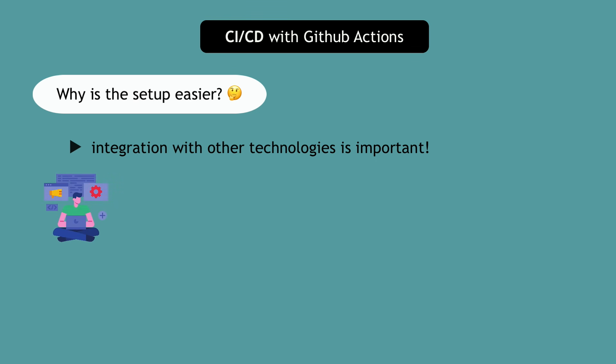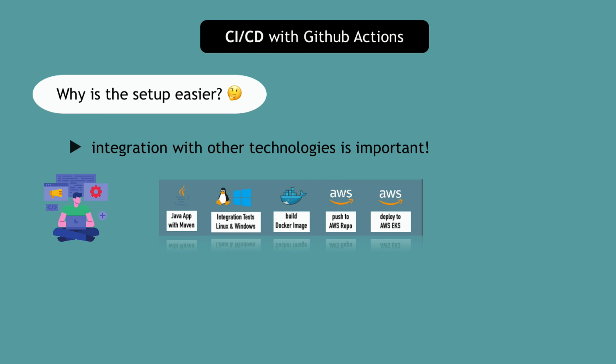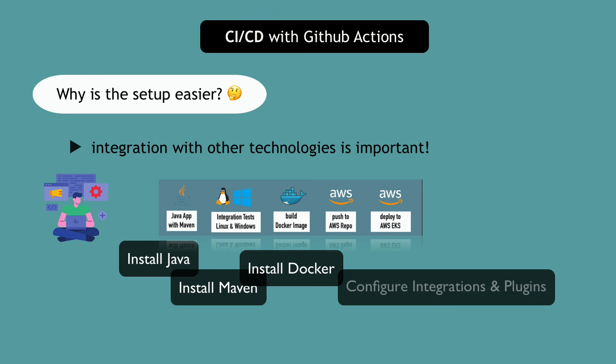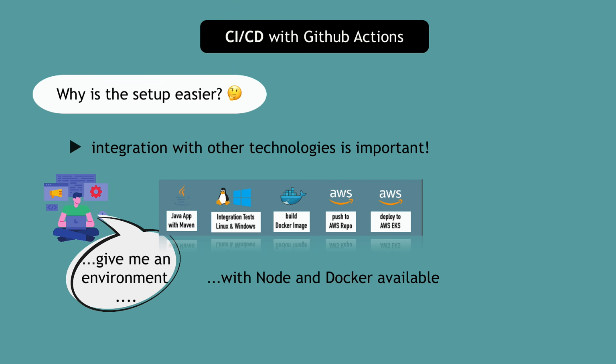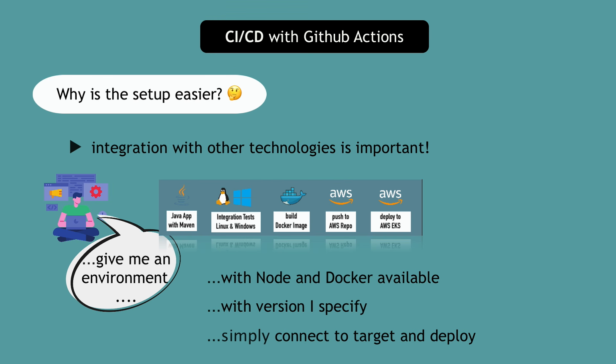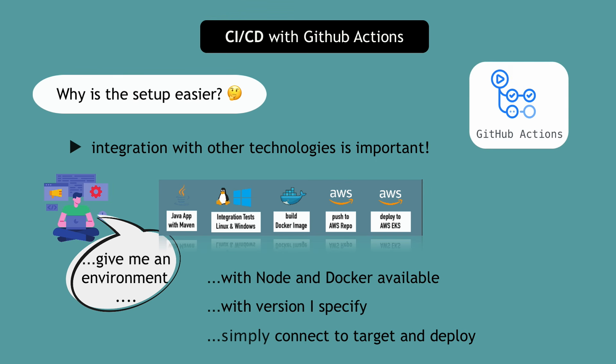So you don't want to be sitting there trying to configure your CI/CD pipeline with all these tools, like installing Java and Maven and Docker and all these integrations with Nexus and AWS and so on, installing plugins and configuring them. Instead, you want a simpler way of saying, hey, I need an environment which has Node and Docker both available without me installing any of it, with a version that I want. And the same way, I want to do the deployment part easily by simply connecting to the target environment and deploying the application there. And that's exactly the advantage that you have when you're using a CI/CD pipeline in GitHub Actions.